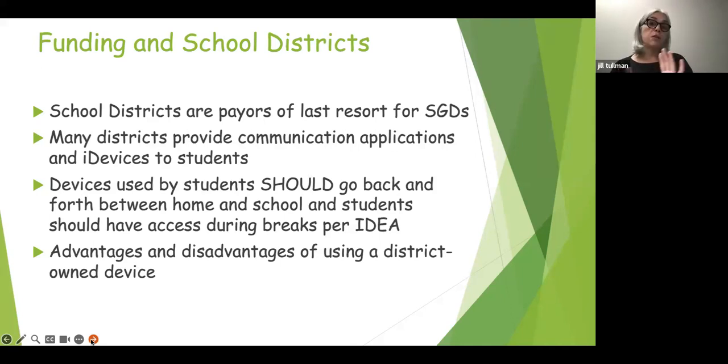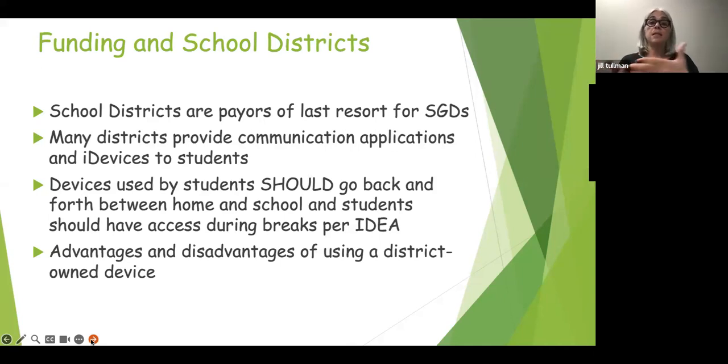So some school districts are better about this than others, but it is absolutely illegal not to have a device sent home. And if the school says it can't come home, that is not true. There are definitely advantages and disadvantages of using a district-owned device, something that we're starting to see almost like the second generation of kids happening to.